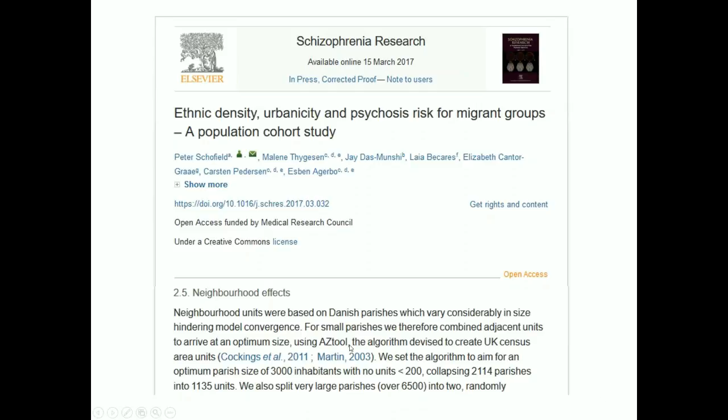So what they did was to use AZTool and actually put in those parishes, they got very small ones, and then allowed some of them to be collapsed together to make larger zones, thereby reducing the variation in the boundary set.